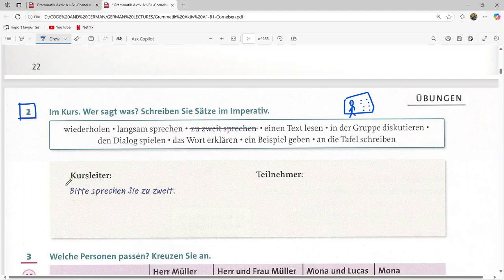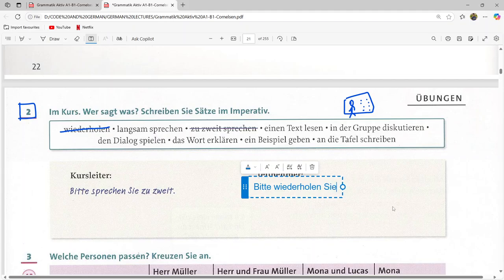Let's see. So the course leader is saying, bitte sprechen Sie zu zweit. Okay, please speak in pairs. And the students might say like this, that we can use these options. Students might say that, bitte wiederholen Sie, please once again.